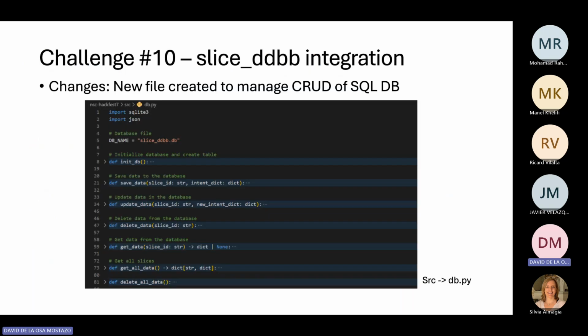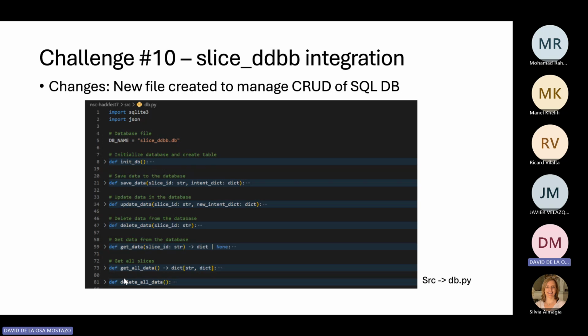So what we did was, instead of using that slice database.json, we created that database.py to have all of the CRUD system in the SQL. So we have here the init, the save data, the update data, delete data, get data, and also because we can get all slices or delete all slices, we have the get all data and delete all data.